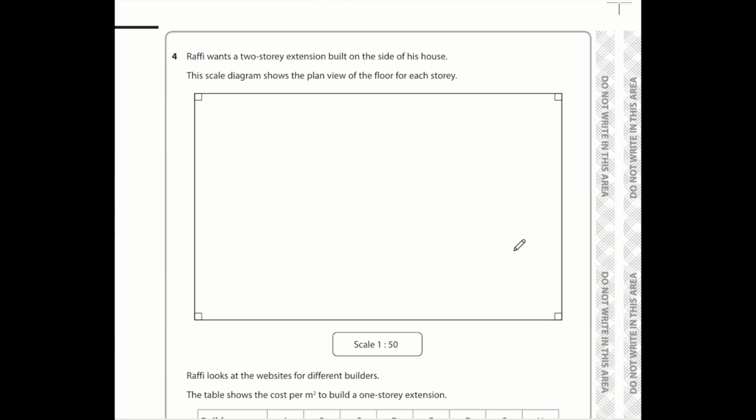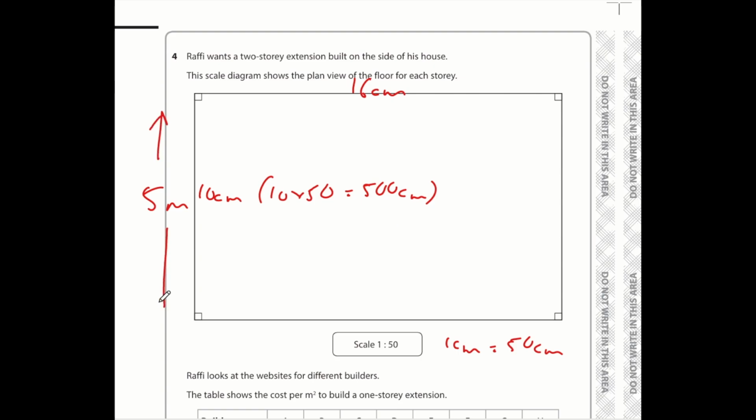Question number 4. So first of all, we need to measure this. Now, if you've printed it out on the correct size paper, then this should be 16 centimetres, and this is 10 centimetres. Now, 1 to 50 means that 1 centimetre represents 50 centimetres in real life. So 10 centimetres is going to be 10 times 50, which is 500 centimetres, and 500 centimetres is 5 metres. So this is 5 metres. And here we've got 16 times 50.